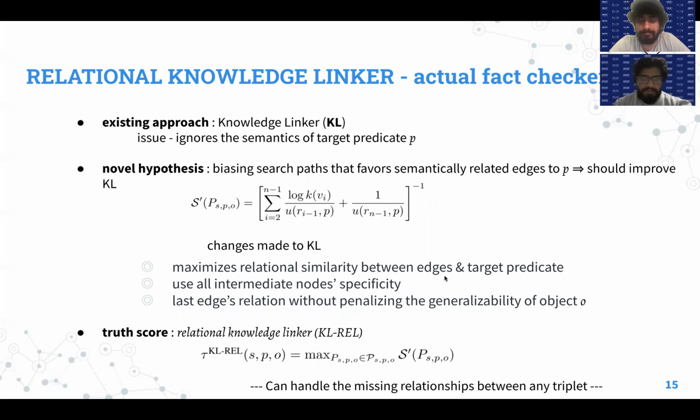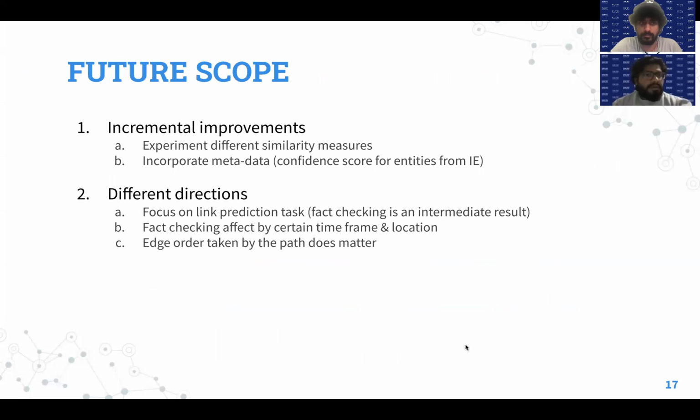First, they incorporate the similarity in their specificity expression, and then they take all the intermediate nodes into consideration, and they did not penalize the last edge for its generalizability. By defining the new form of specificity, they define the true score for the triplet by simply taking the max of specificity found in all the paths. So that's the algorithm of fact checking using knowledge stream.